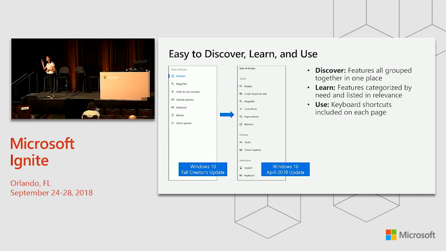So at the top, we've got display. Anyone could benefit from those features. As you go down the list, at the bottom, you've got narrator, which is our screen reader for predominantly people who are blind. And that becomes a more specific set of criteria.